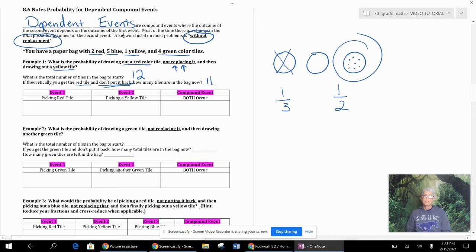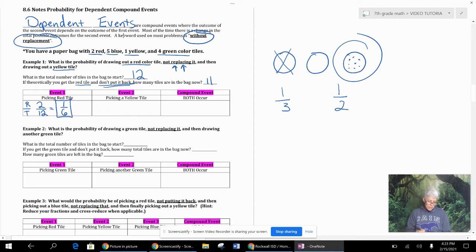So watch how this changes the problem. So picking a red tile. There were 2 red tiles. I'm going to go ahead and put red and the total. There were 2 red tiles over 12. If I simplify this, I get 1 over 6. Okay? So that's the chance of me getting a red tile.